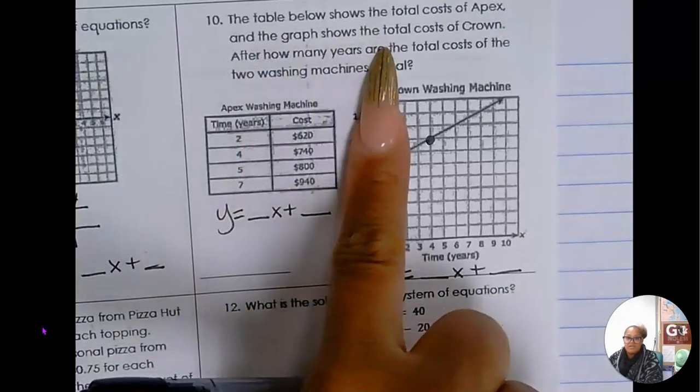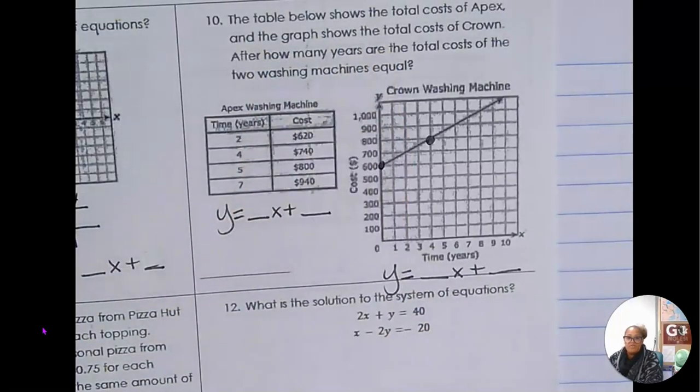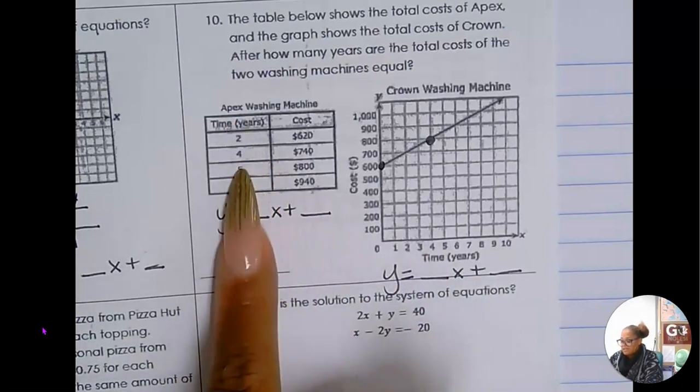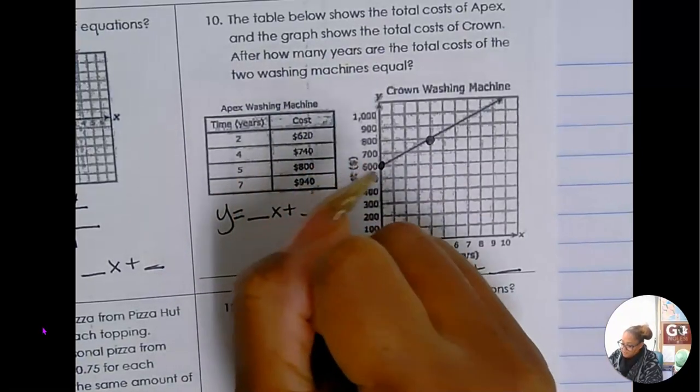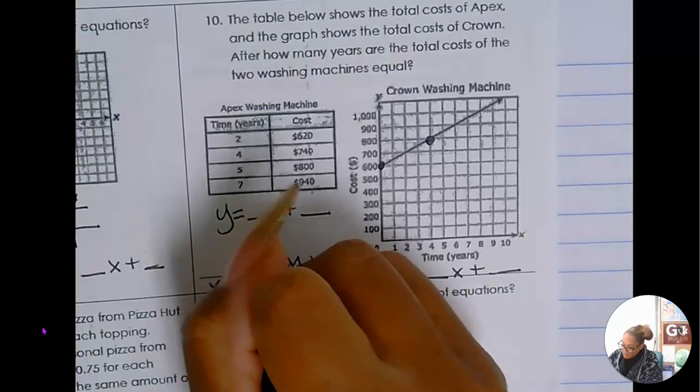It asks how many years are the total costs of the two washing machines equal. I would just look at the x value for the most part, because the x is years. So this should be in years. X value.